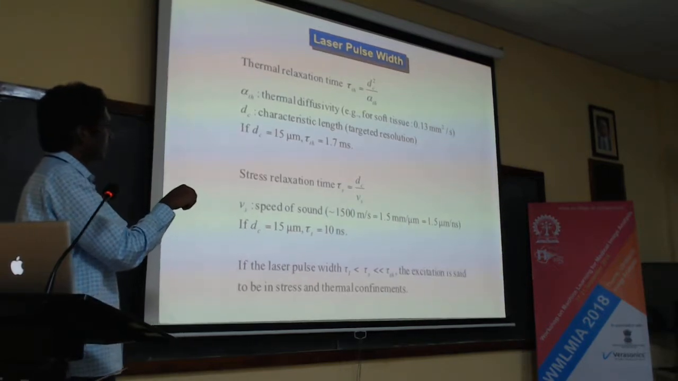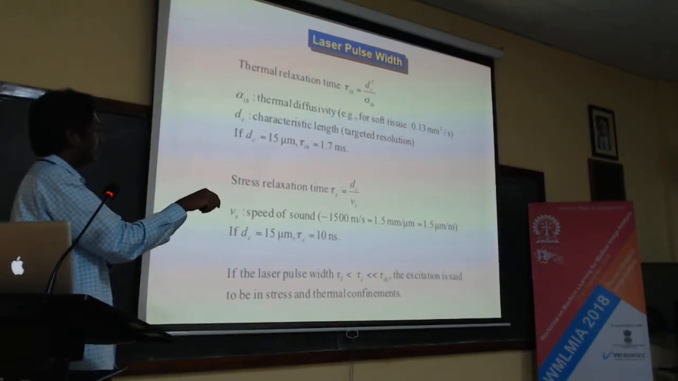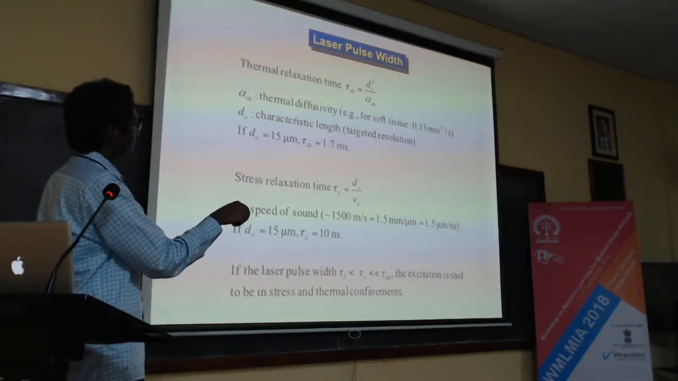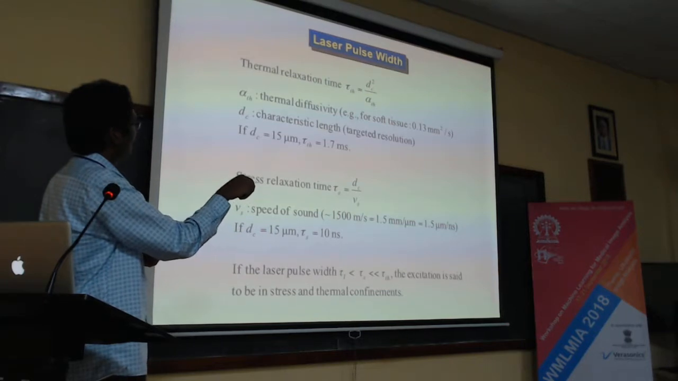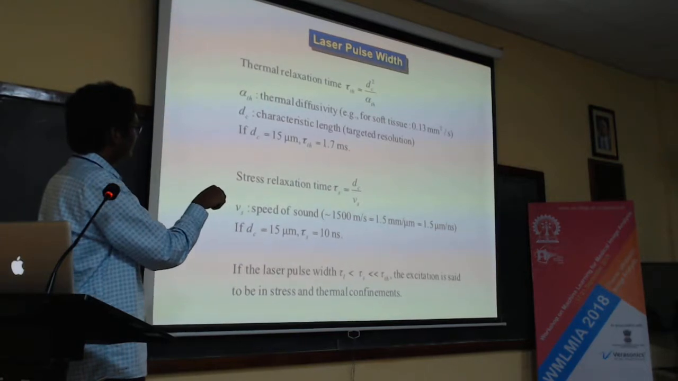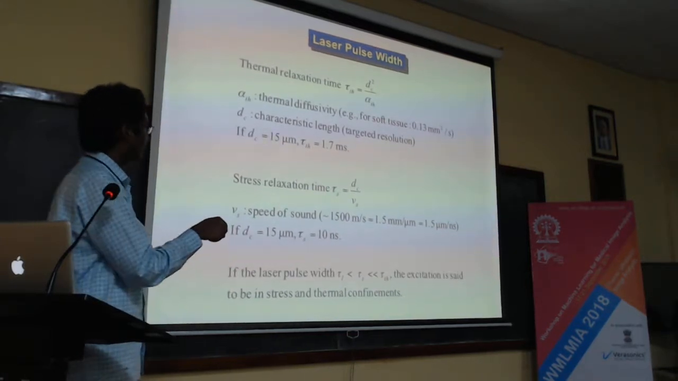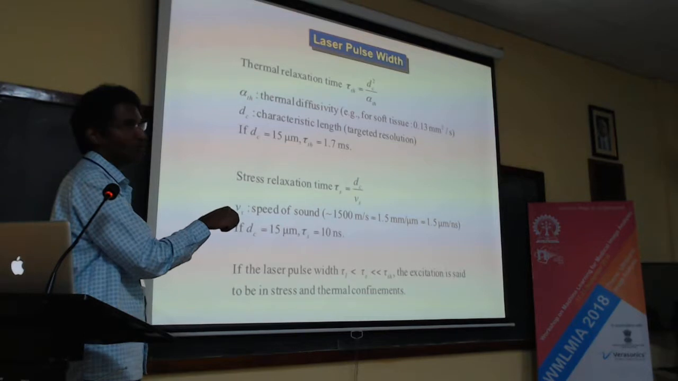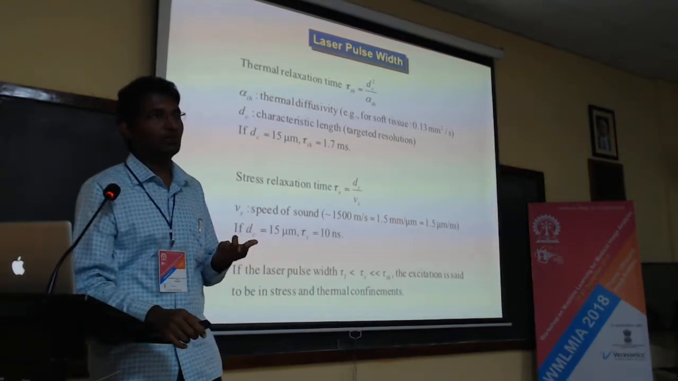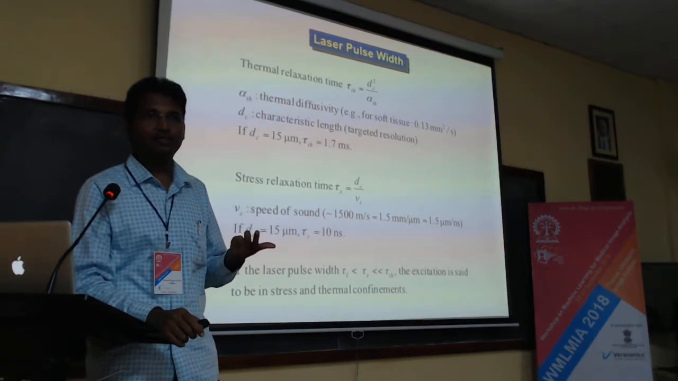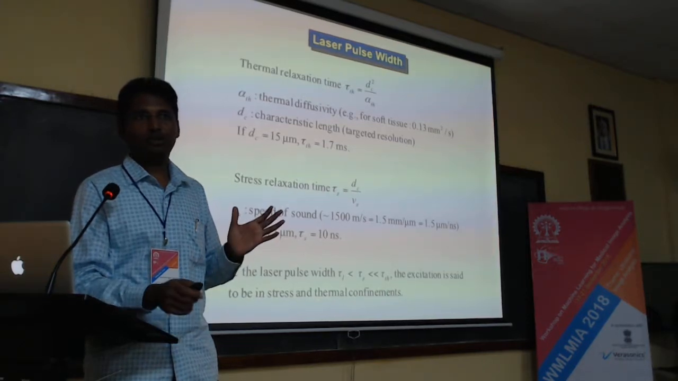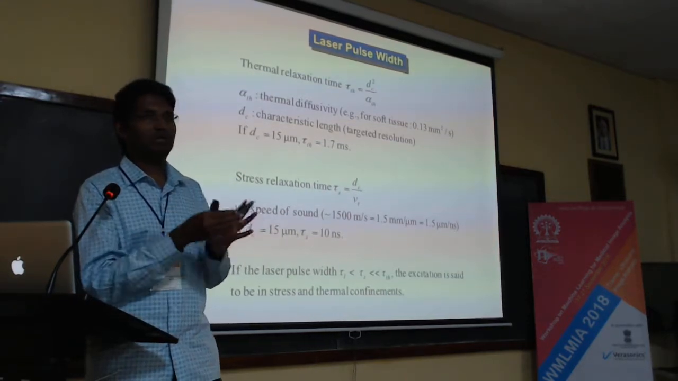And this is what is called the characteristic length. What is the resolution you are looking at? If you tell me the average resolution, because this is fixed, I can go back and look at what thermal relaxation time I need. So if I assume that dc is 15 microns, I can say that the thermal relaxation time has to be 1.7 milliseconds. When we say thermal relaxation time is 1.7 milliseconds, what we are saying is the next pulse has to come right after the relaxation. The repeatability of these pulses has to be within this limit.